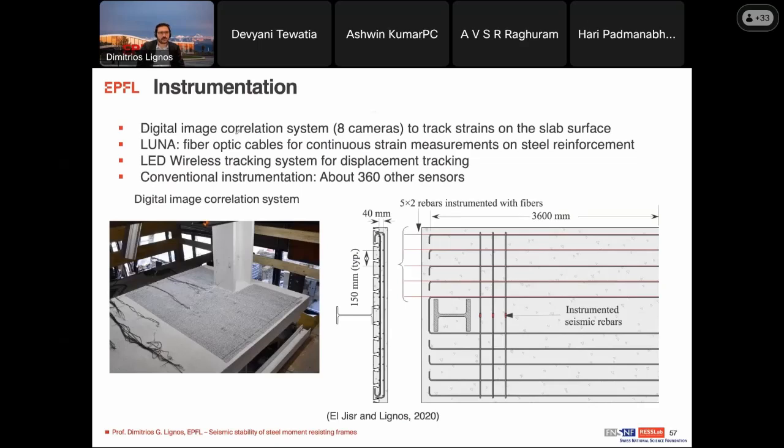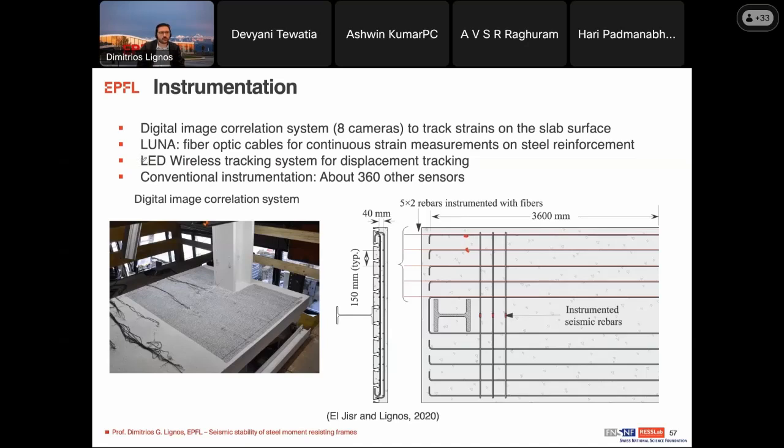We used a digital image correlation system that was basically 8 cameras, 2 per location that you see here near the column, because we wanted to track strains on the slab surface near the dissipative zone. We also used fiber optic cables where the longitudinal reinforcement was instrumented to measure continuous strain over the reinforcement. This is important to track the effective width.